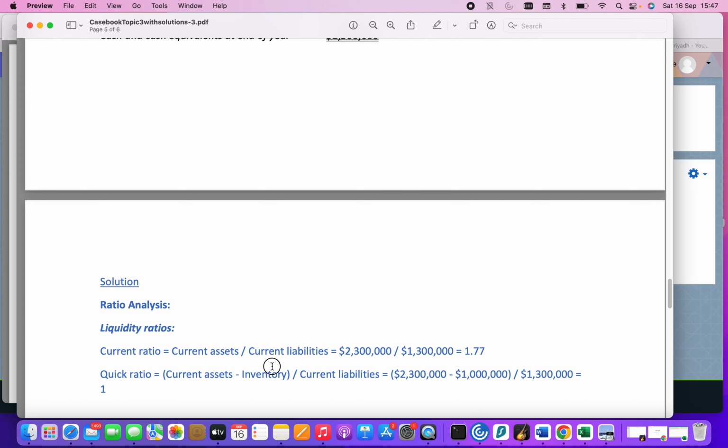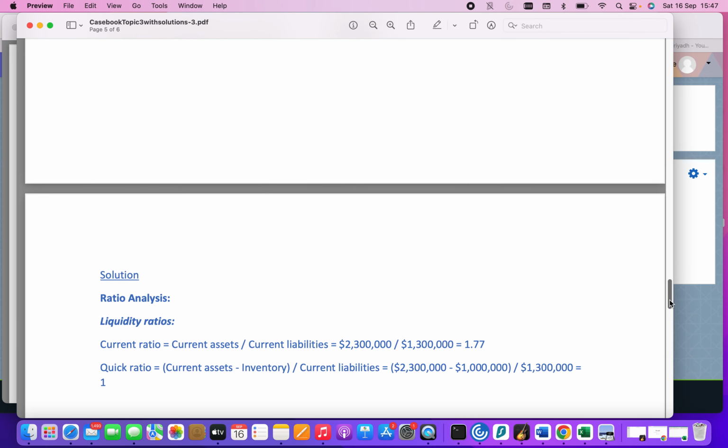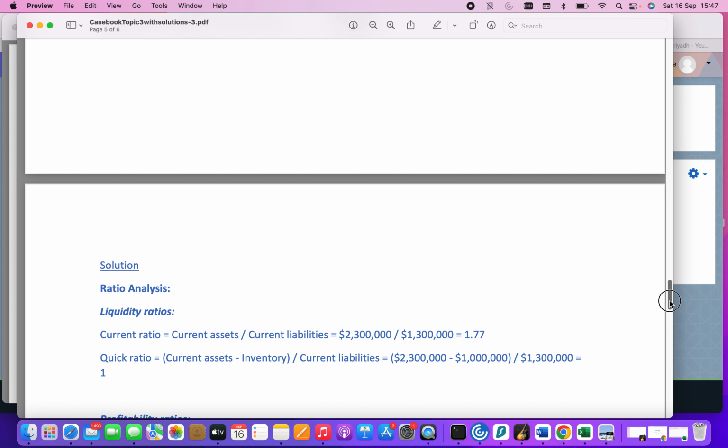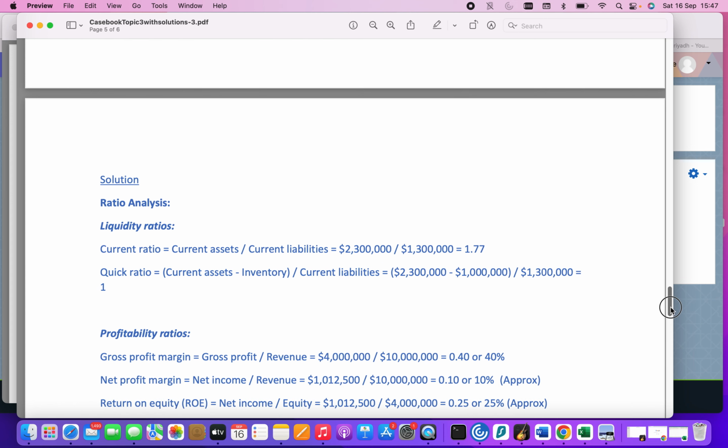So here, in this example, we have 2.3 million, minus out that $1 million worth of inventory. Again, we took this from the balance sheet, and divided by the current liabilities. And here we have a ratio of 1 to 1. So for every dollar we owe, we can cover it with cash or cash equivalent of $1, which still leaves us in a relatively safe position. So from a liquidity perspective, this company doesn't look too bad.